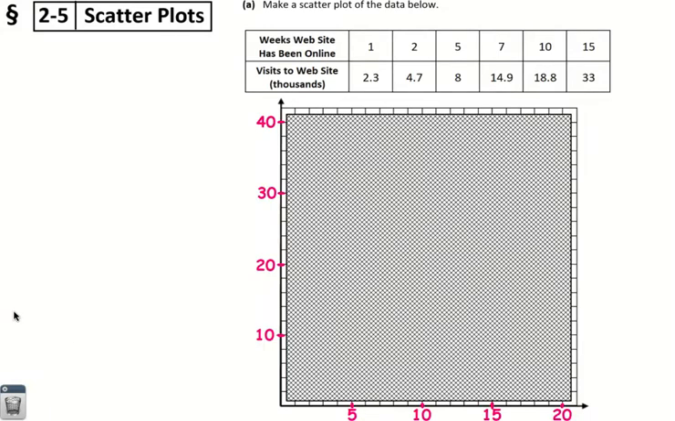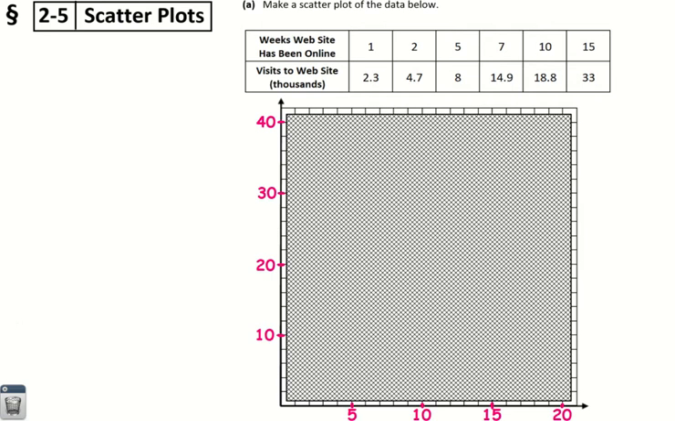Everybody, Section 2-5 obviously is about scatter plots. Scatter plots are kind of like a graphical representation of a bunch of ordered pairs, like data points that are comparing two different variables, right? So here we have a table comparing data on the number of weeks a website has been online and the corresponding number of visits to that website in the thousands.